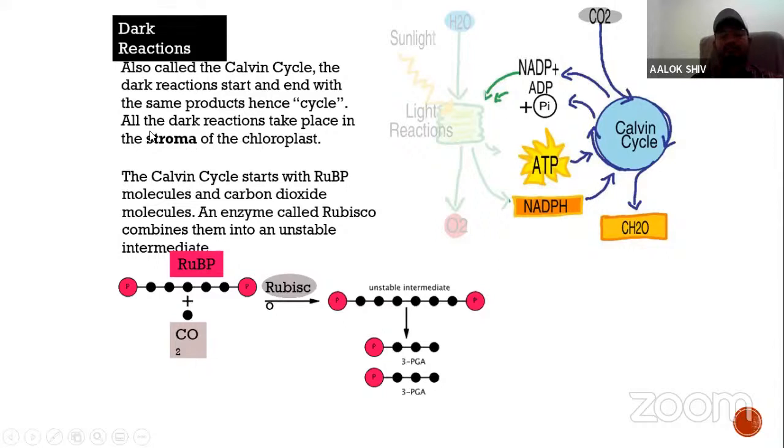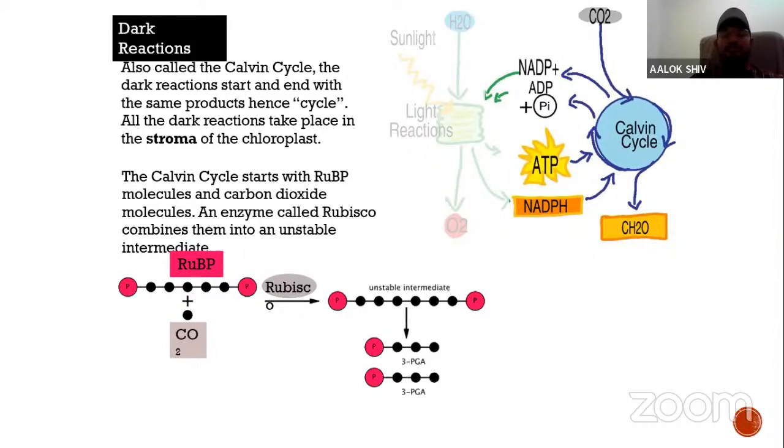This dark reaction takes place in the stroma. This is important from the competitive exam point of view. So the Calvin cycle or the dark reaction starts with RuBP. This is ribulose bisphosphate, and the carbon dioxide. You have to remember this from the competitive point of view: the dark reaction starts with RuBP, ribulose 1,5-bisphosphate, and CO2. So this is the starting point of the dark reaction.